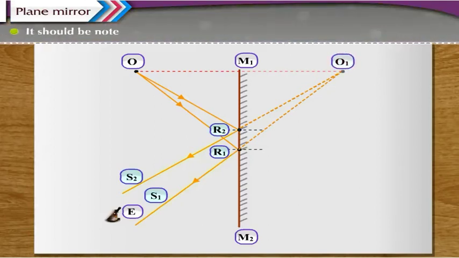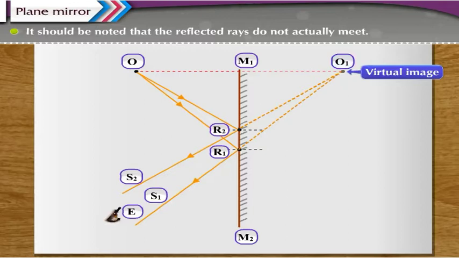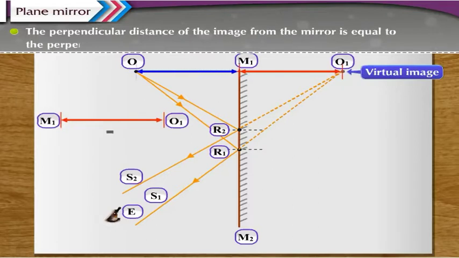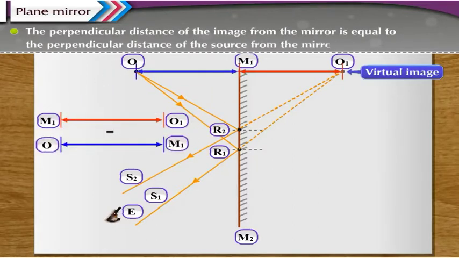It should be noted that the reflected rays do not actually meet. Hence, such an image is called a virtual image. The perpendicular distance of the image from the mirror is equal to the perpendicular distance of the source from the mirror.